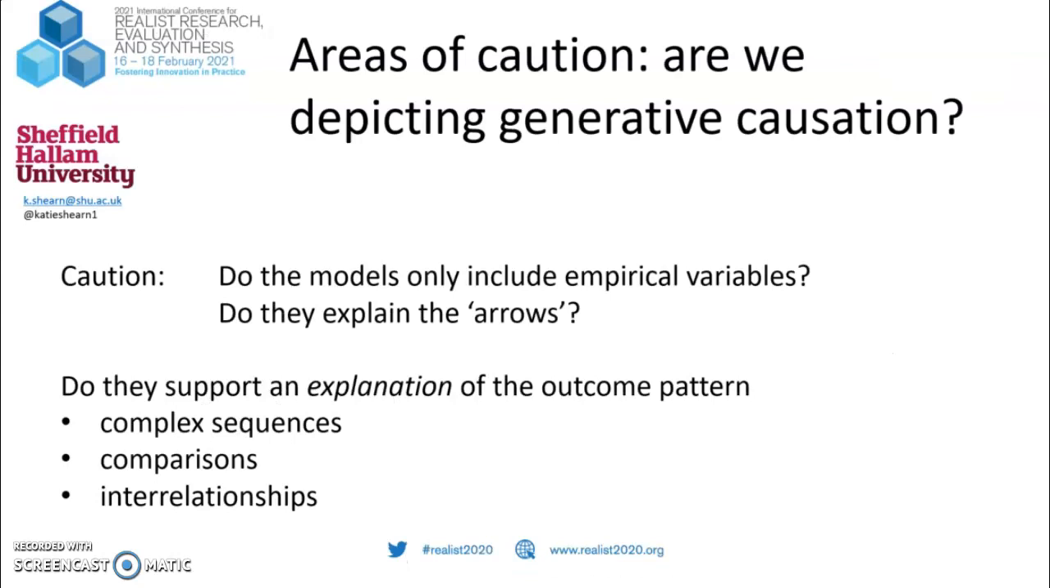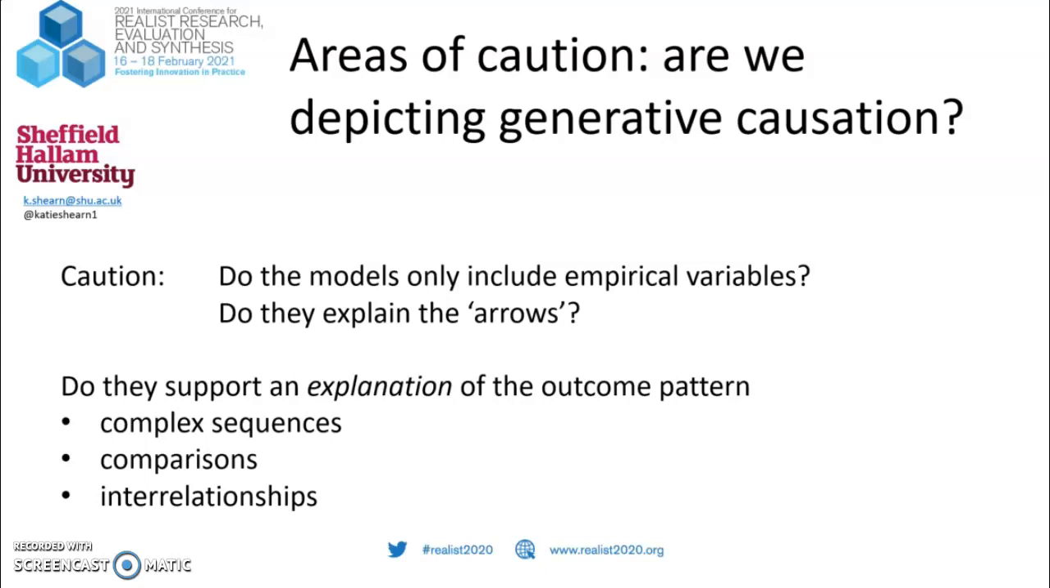So we start with one area of reflection in questioning, are we actually depicting generative causation, or is it feasible to do so? A couple of questions to ask yourself is, do the models only include empirical variables, and do they attempt to, or in fact explain the arrows that link different parts of the model together? No matter how sophisticated, it's likely that most of these models are only really depicting a series of events, and they don't always provide an explanation of why these events are linked.